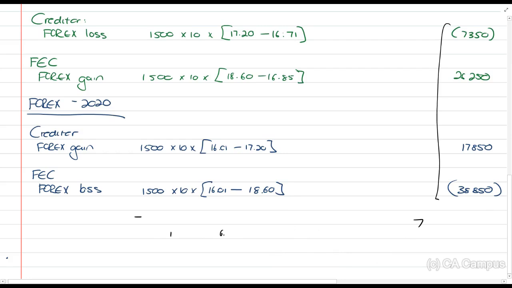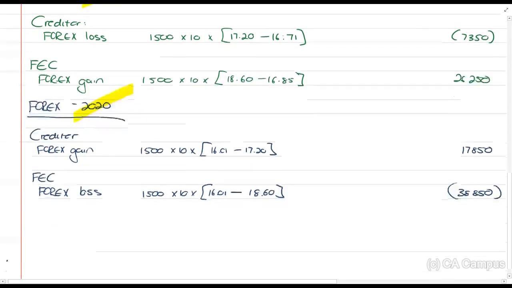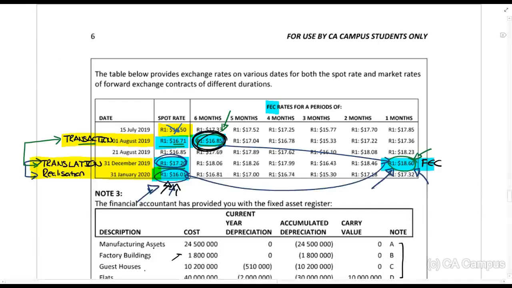But remember, you have to then see the Forex for the entire period, 2019 and 2020. If you're only doing one of the years, it obviously won't work out.